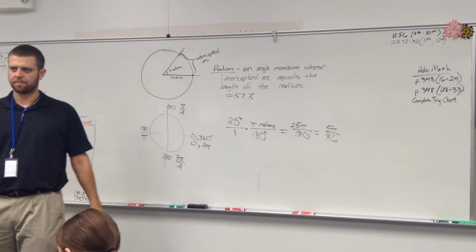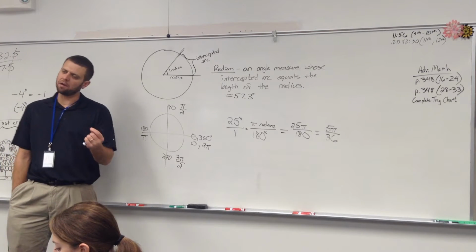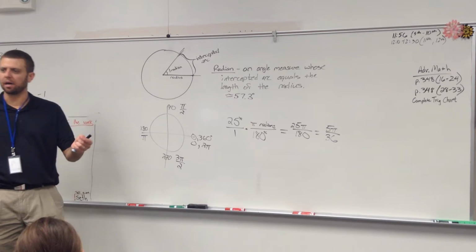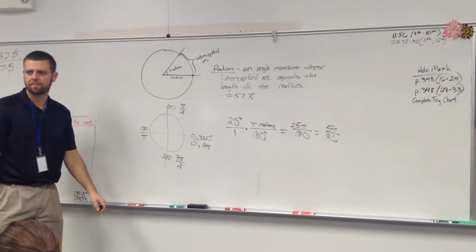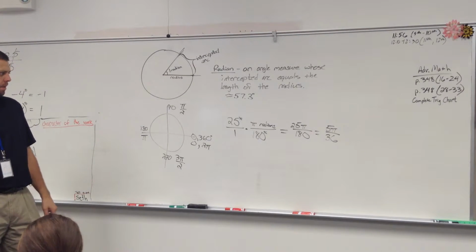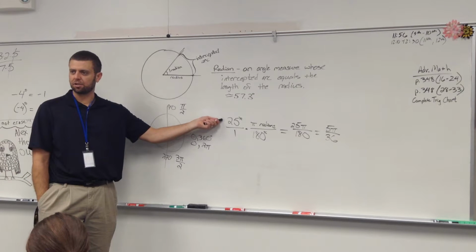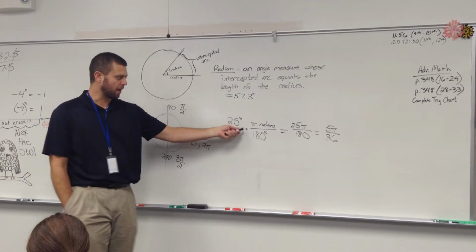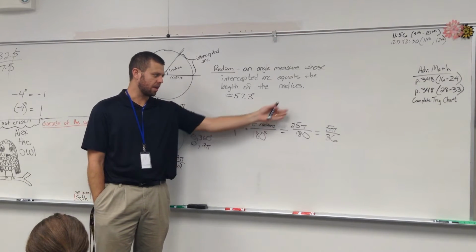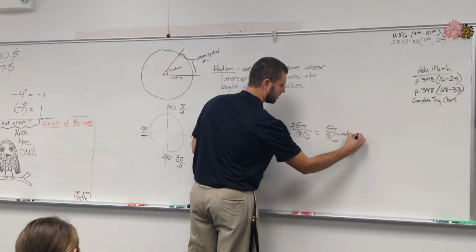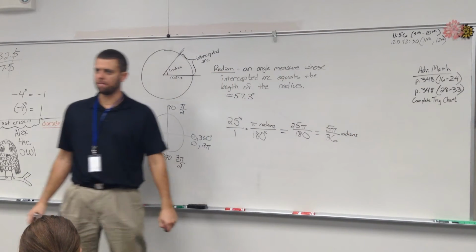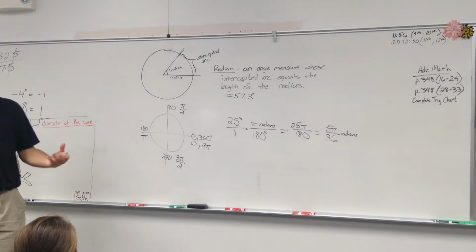But the decimal wouldn't be wrong. It'd be rounded, so it wouldn't be exact, but not wrong. I'd prefer you leave them in terms of pi. So I took an angle that was in degrees, multiplied it by pi over 180, and now my answer is in radians. I'm going to go the other way.